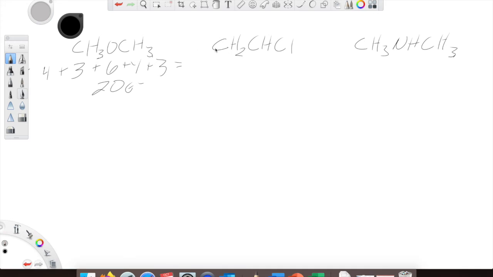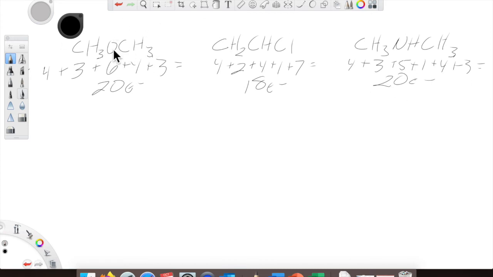The second one, carbon has 4. We have 2 hydrogens, 1 each. And then my carbon has another 4. Hydrogen has 1. And then my chlorine has 7 valence. So if we add these up, we have 18 total valence electrons. And then over here, my carbon is 4, we have 3 hydrogens, nitrogen has 5, hydrogen has 1, carbon 4, and then my 3 hydrogens gives us an additional 3. So if we add this up, we have 10, 16, we have 20 valence electrons for this one as well.